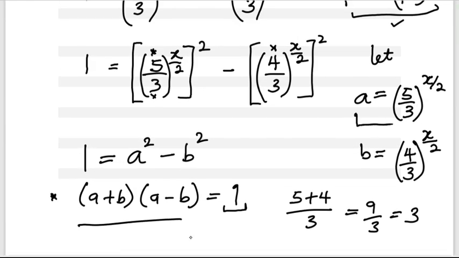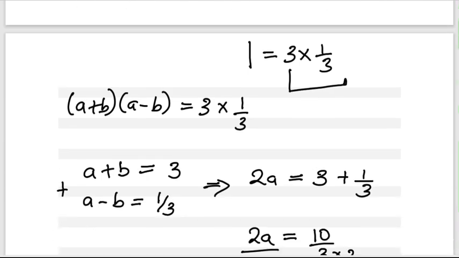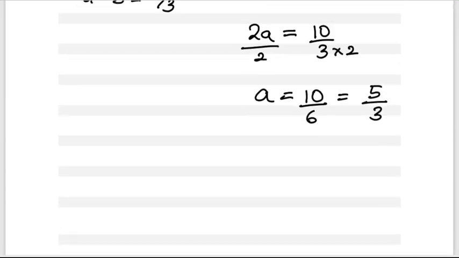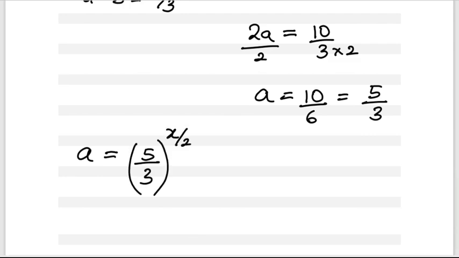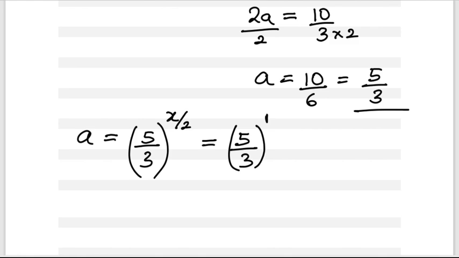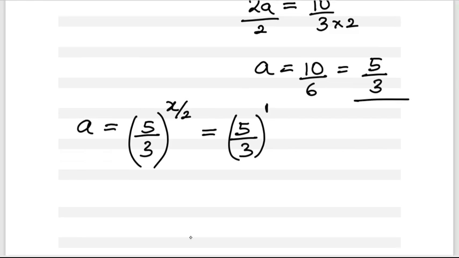And here we have that a is 5 over 3 to the power of x over 2. So let's put that down here. So we have that a is simply 5 over 3 to the power of x over 2, and this is equal to what we have here, just 5 over 3. And we can put this to the power of 1. So since the bases are the same, we can equate the powers. So we have that x divided by 2 is equal to 1. And by cross multiplication or multiplying both sides by 2, we obtain that x is simply equal to 2.